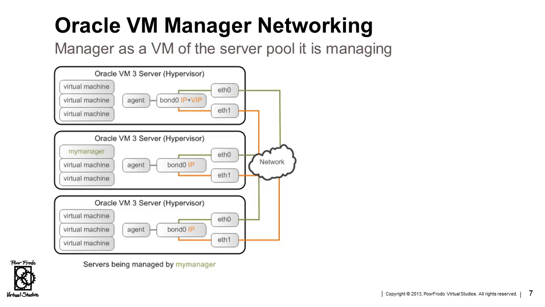Taking a slight step further, you can even deploy the Oracle VM Manager as a virtual machine running on the same exact server pool it is managing. Now, this is exactly the same solution shown in the previous slide, except in this case, the manager is a virtual machine on one of the servers in a server pool it is managing. You can use the same recipe documented in the Oracle VM installation and upgrade guide for this solution also.